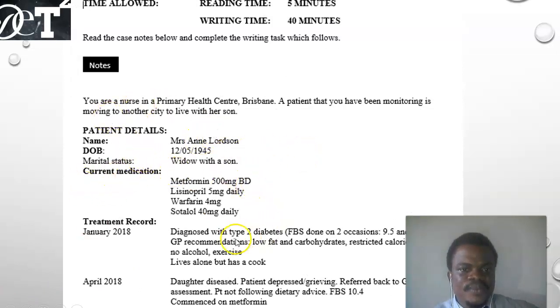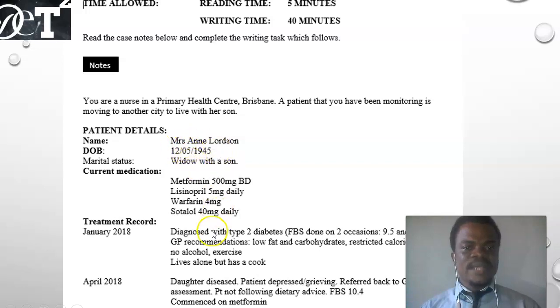So let's see. This is the patient's name. Okay, this is the primary center at Brisbane. So you are a nurse. So most likely this patient has been in Brisbane. The patient has been attending this primary health care center. And this is patient details.